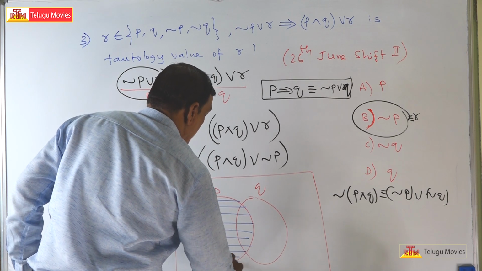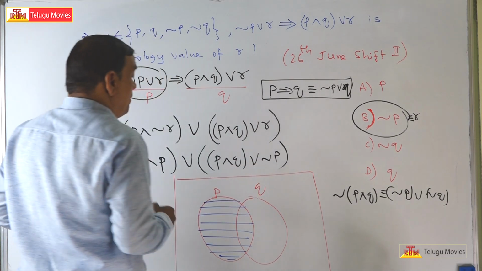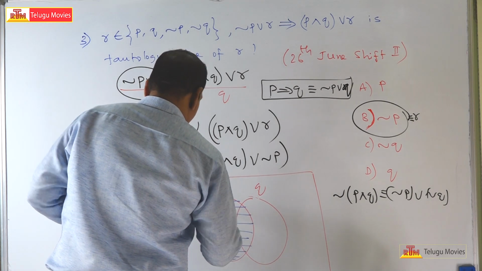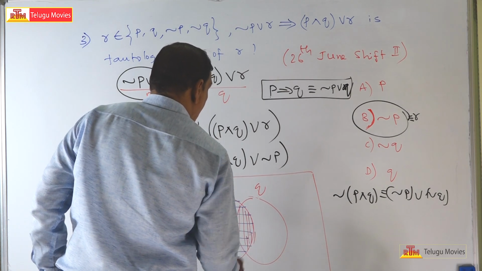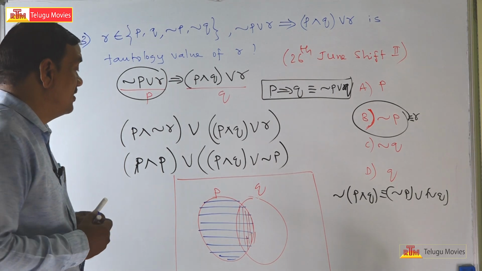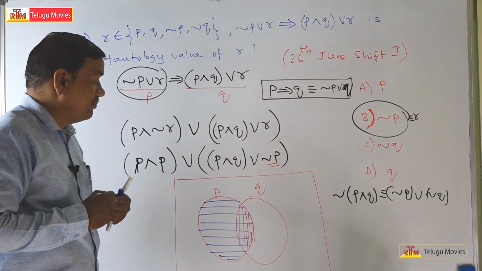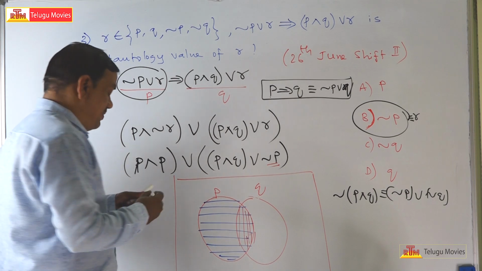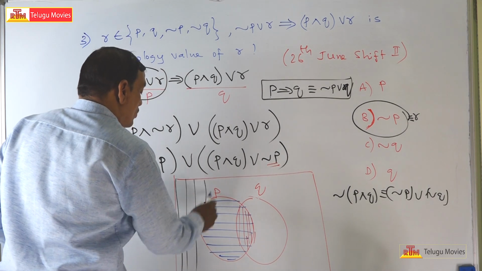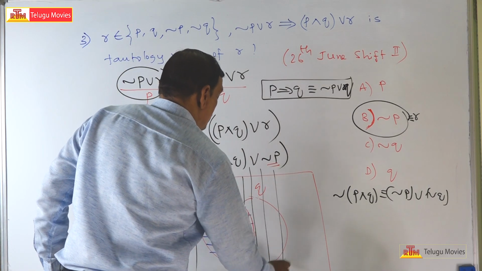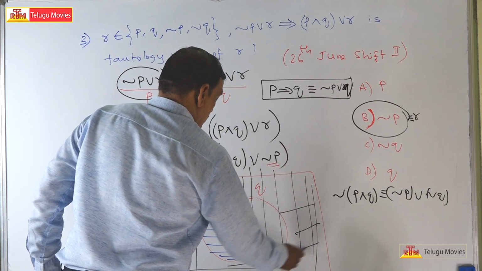Now P and Q, or negation P. P and Q means this part is P and Q, union negation P. Negation P means outside of P. So completely outside of P, this will come. This is negation of P.